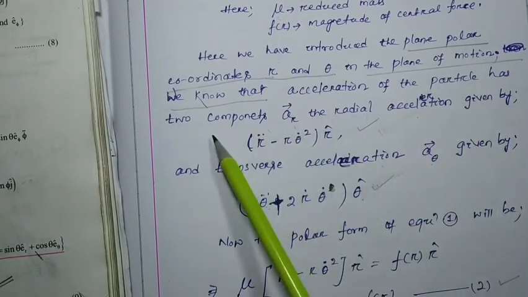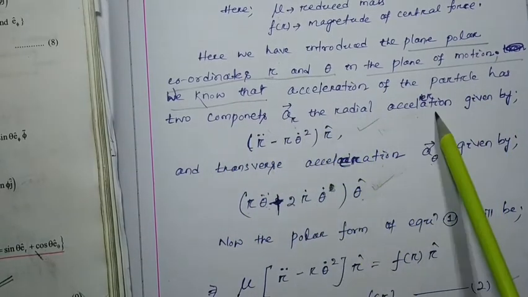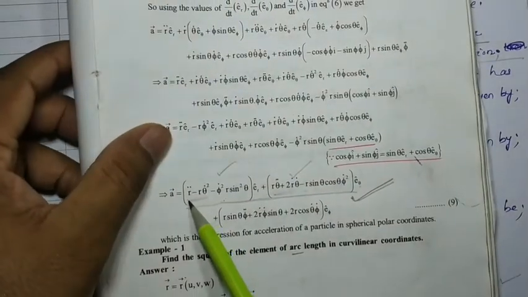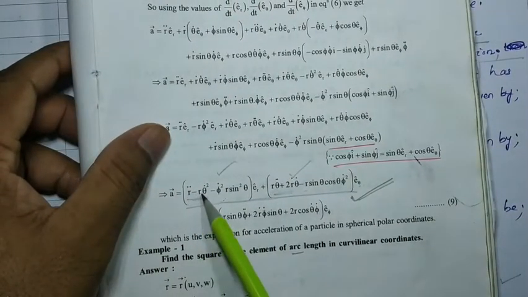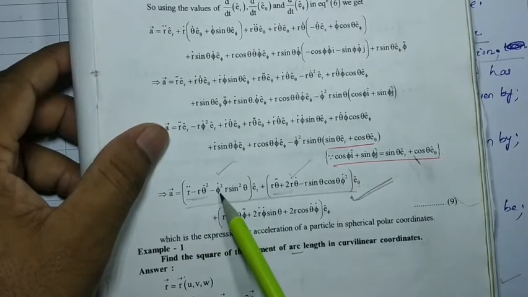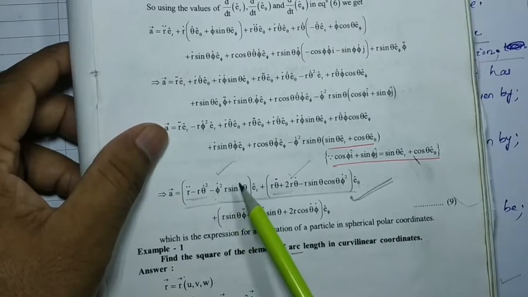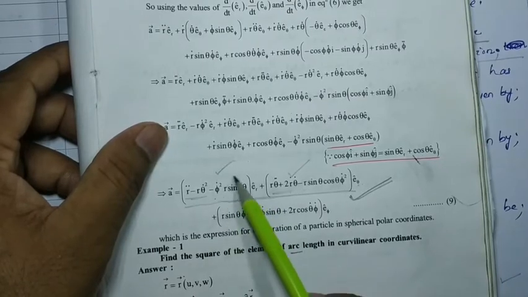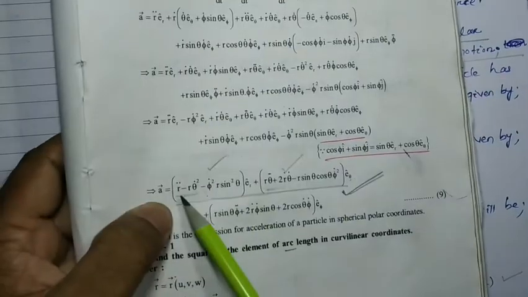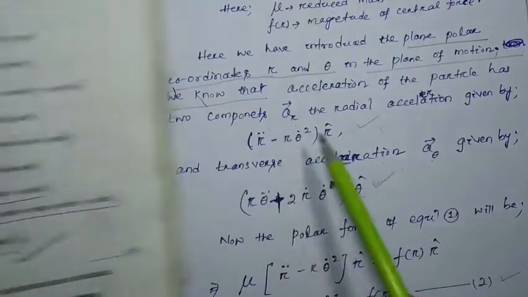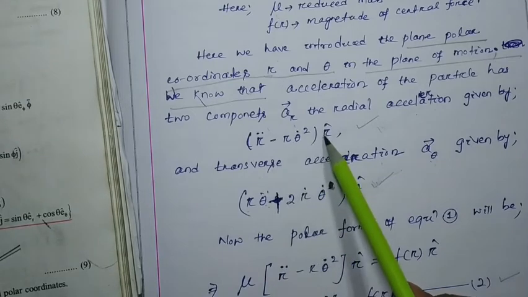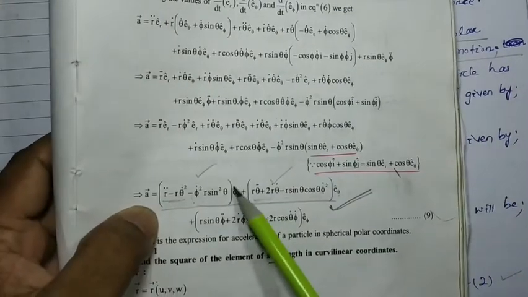Acceleration of the particle has two components. A_r, the radial acceleration, will be r double dot minus r theta dot square. And as we are not considering the phi component, this will be 0. This term contains phi, so as we are not considering the phi component, this term will also be 0. The radial component of acceleration we found is r double dot minus r theta dot square, times r cap, that means along the radial direction; r cap also represents the radial component.